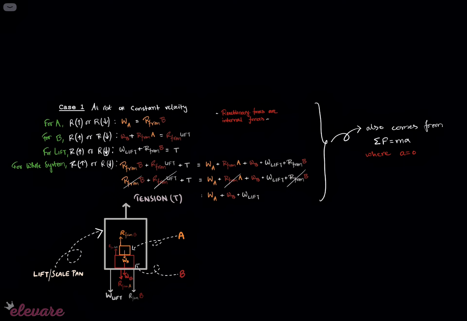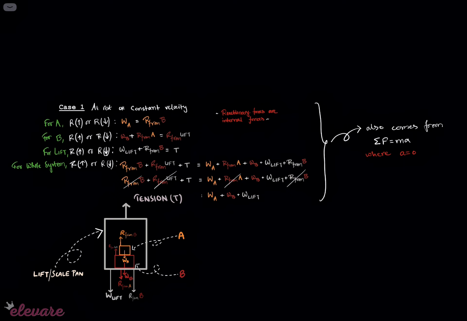Okay, we're done with the lift. We just found out that the weight plus the reaction will be equal to T. All right, now what if we take the whole system? If we take the whole system and resolve up or down, since it is at rest, the direction doesn't matter, then simply we can just say that all the upward forces in the whole system will be equal to all the downward forces, right? So what I mean by that is the reaction from B plus the reaction from the lift plus the tension, these are all forces that are in the upward direction.